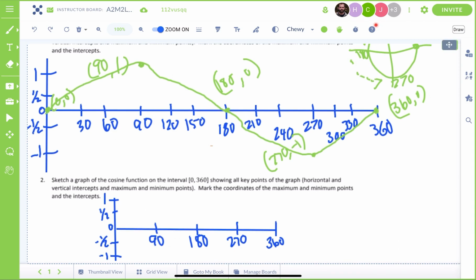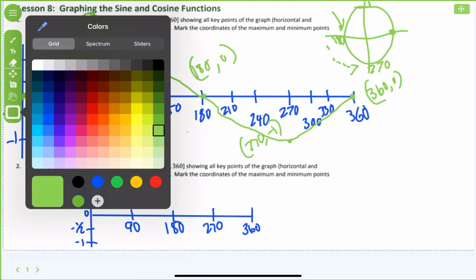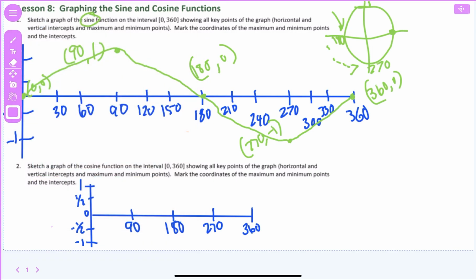Okay, let's do cosine in a different color. Let's do purple. Anybody got any questions about that? Everybody see where I came up with those numbers, the x's and the y's? Okay, now let's look at cosine.